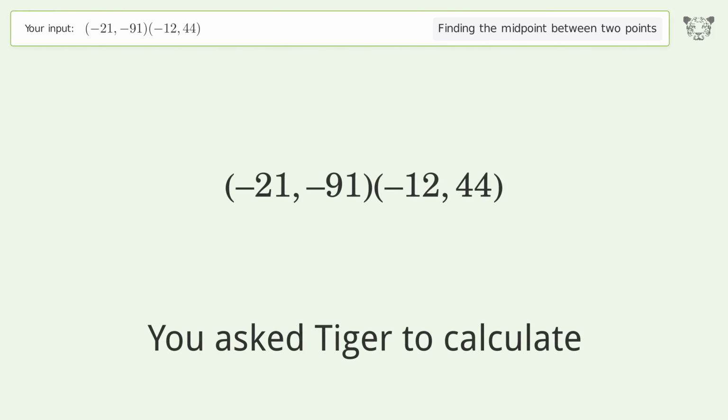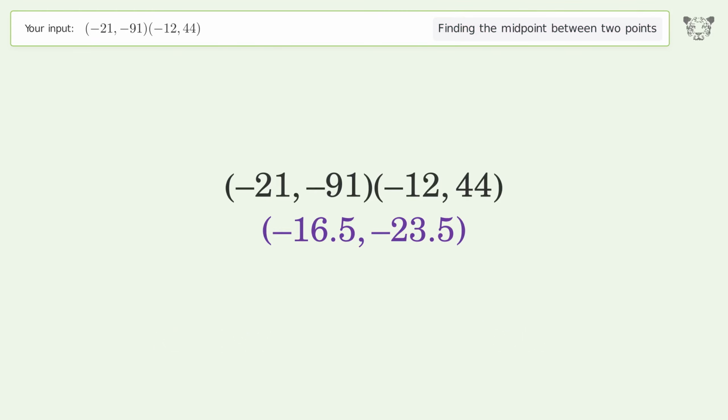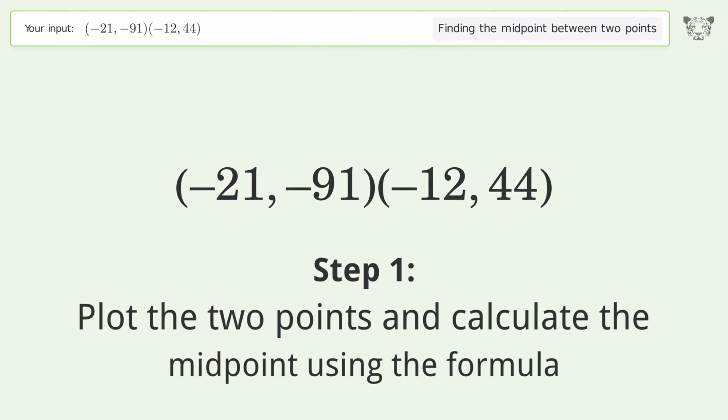You ask Tiger to calculate. This deals with finding the midpoint between 2 points. The midpoint between the 2 points is -16.5, -23.5. Let's solve it step by step. Plot the 2 points and calculate the midpoint using the formula.